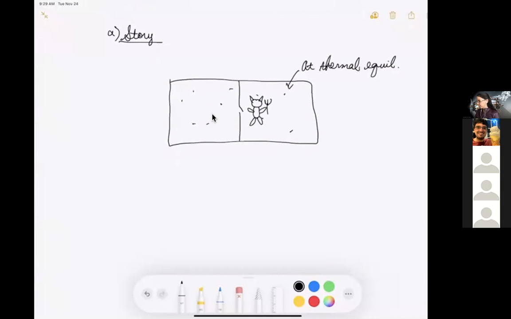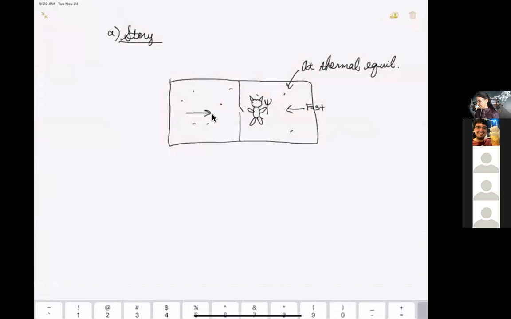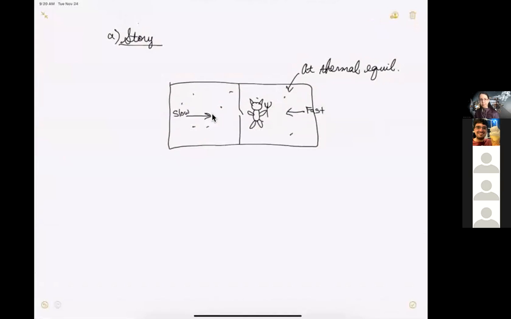If a particle approaches the trapdoor from the right, then the demon lets the particle through if and only if the particle moves at a speed above some cutoff. So fast particles can go through in that direction. And if a particle approaches from the left, then the demon lets the particle through if and only if the speed lies below some cutoff. Eventually, all the fast particles are in the left-hand side, and all the slow particles are in the right-hand side.